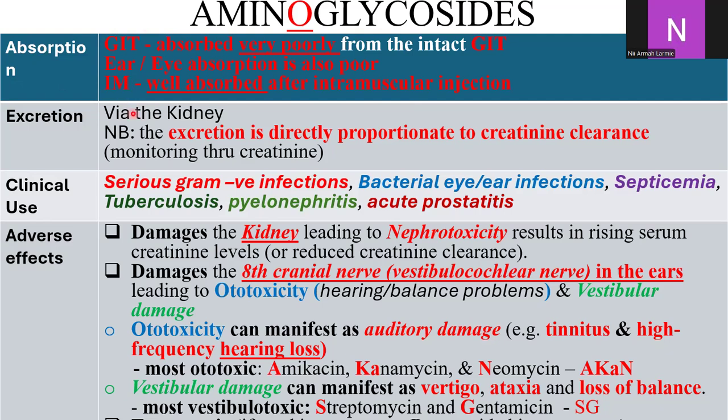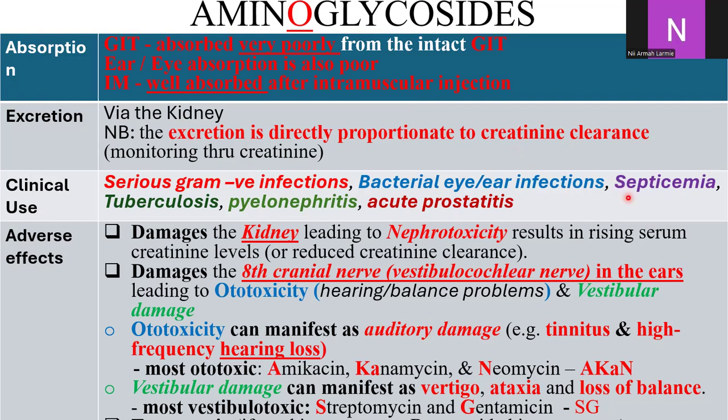We also have its use in topical regions like the eye and the ear. Here we're taking advantage of the fact that the absorption is poor, and therefore we have very few systemic side effects. Clinically, aminoglycosides are used for serious gram-negative infections. The infection can be anywhere, including eye and ear infections, where we are using the topical ones.